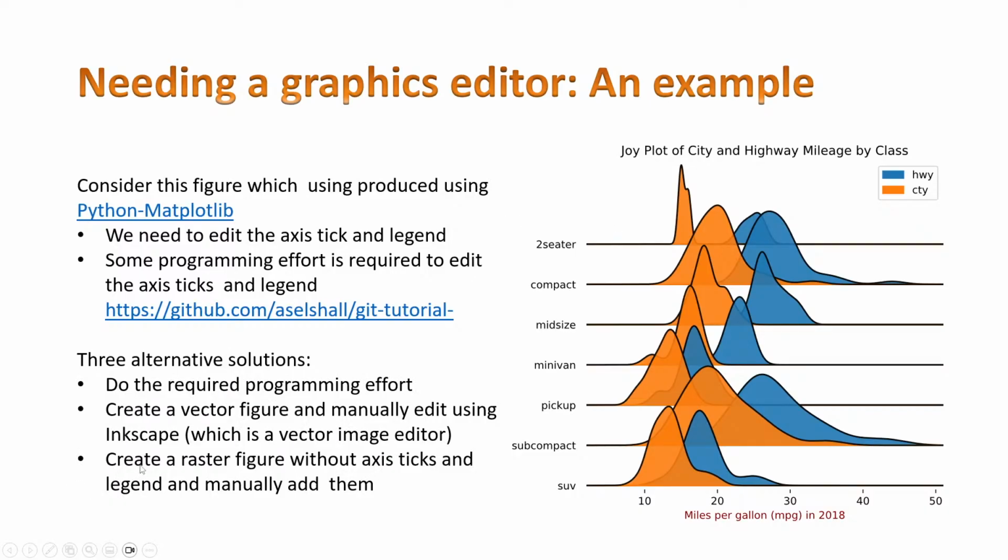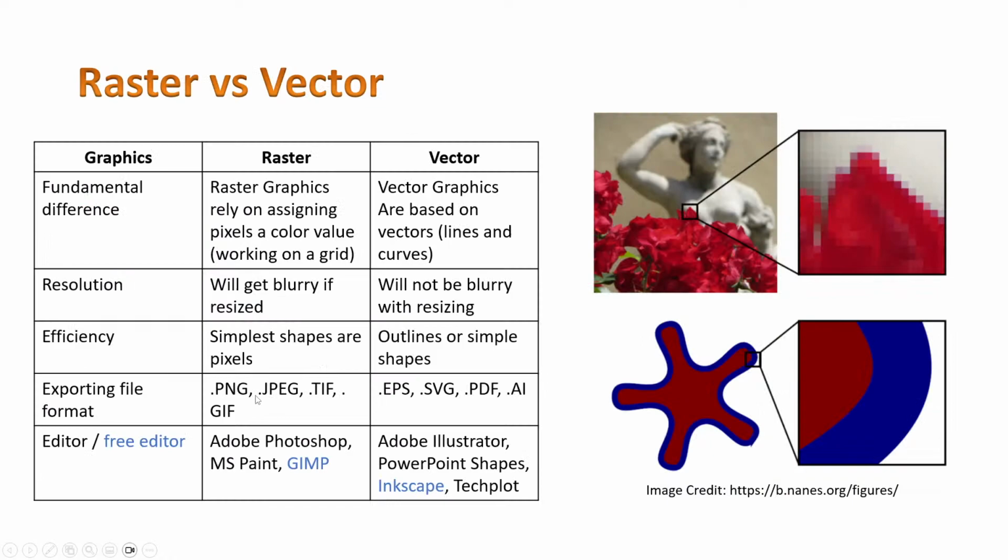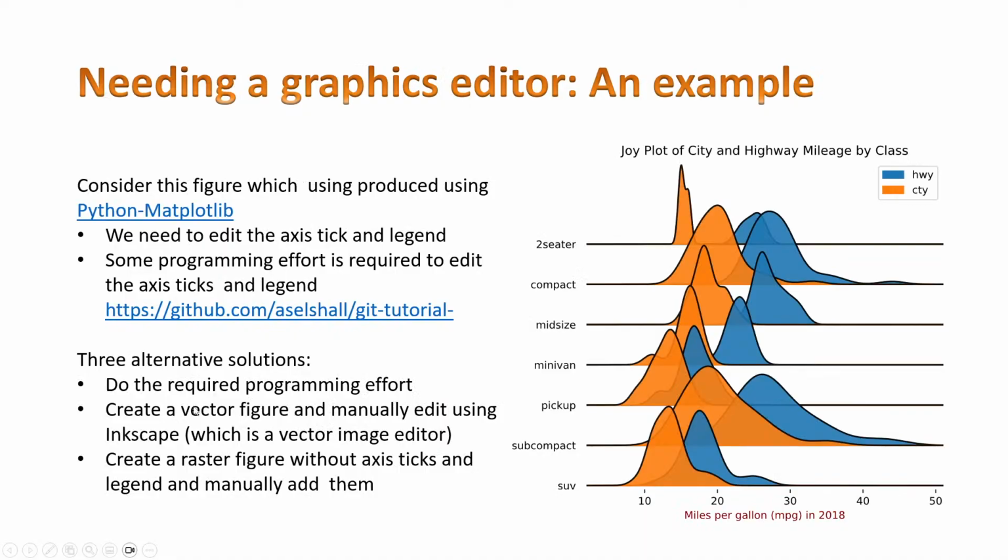Another thing, I could create a raster figure. What does raster figure mean? I will create with Python a figure and save it as PNG, without any of these axes, without two-seater, without this, and then I add this manually. So I add these 10, 20, 30, 40, add this text here, add this here, add this manually, by PowerPoint, for example, or by Inkscape or something like this. So those are the three options that I have.